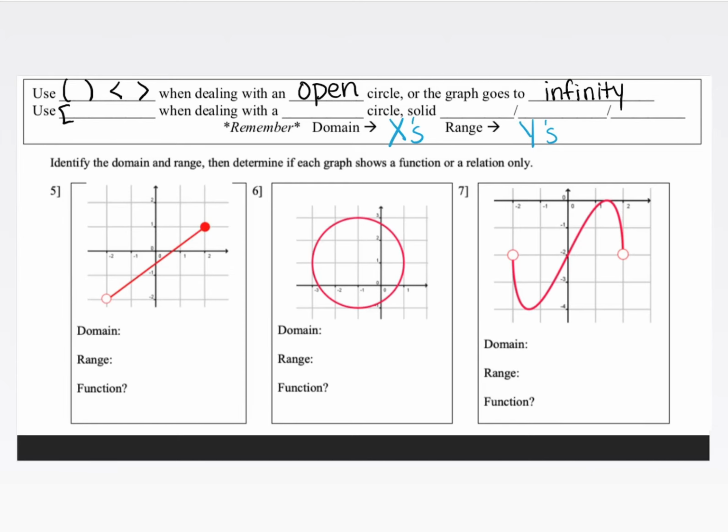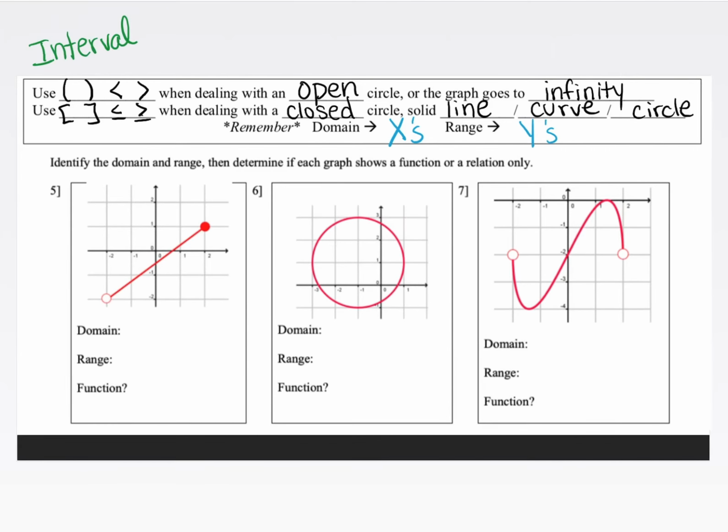We use brackets or less than or equal to or greater than or equal to when we deal with a closed circle or point and a solid line or curve, or we see a circle and it's complete. Now whenever we use a parentheses or a bracket, this is called interval notation. And then whenever we have our inequalities, this is obviously called inequality notation.